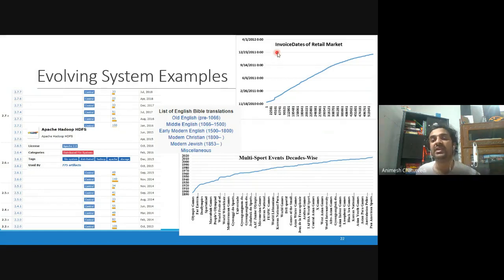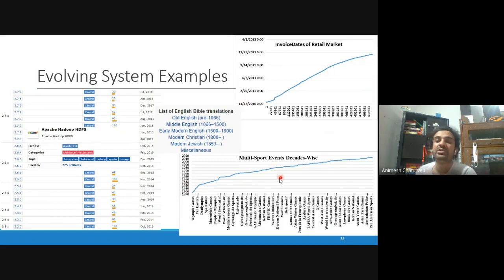Then you have the various invoices in the retail market from various numbers of customers. These are the number of customers from 1 to approximately 51,000. So you have this many customers, and these customers are increasing with time, from 2010 to 2012. So this is how you can plot this type of thing.